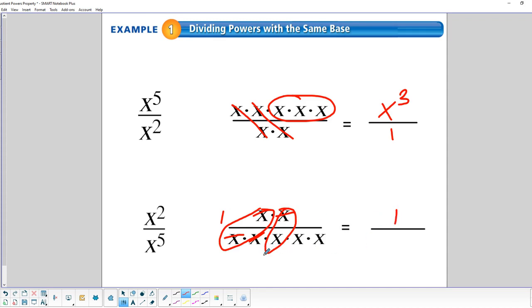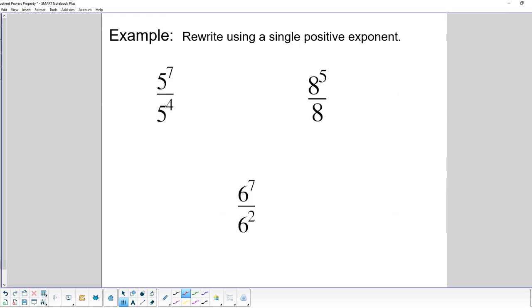And then I kind of got that little circle going a little crooked there. But what that's going to leave us is 1 on the top and 3 x's on the bottom. So x to the third on the bottom. So what we did in order to keep our exponent positive, we subtracted the smaller one from the bigger one. And so we ended up with 1 over x to the third. Well, this brings up some different questions that could happen as well.